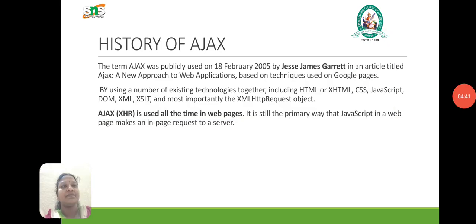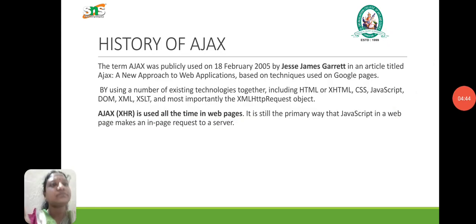History of Ajax. The term Ajax was publicly used on 18th February 2005 by Jesse James Garrett in an article titled Ajax, a new approach to web applications, based on techniques used on Google pages. By using a number of existing technologies together, including HTML or XHTML, CSS, JavaScript, DOM, XML, XSLT, and most importantly, the XMLHttpRequest object.